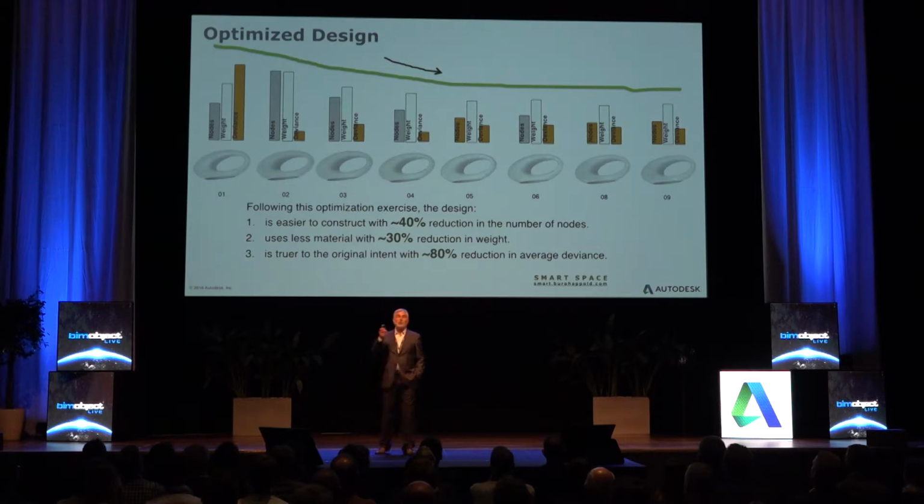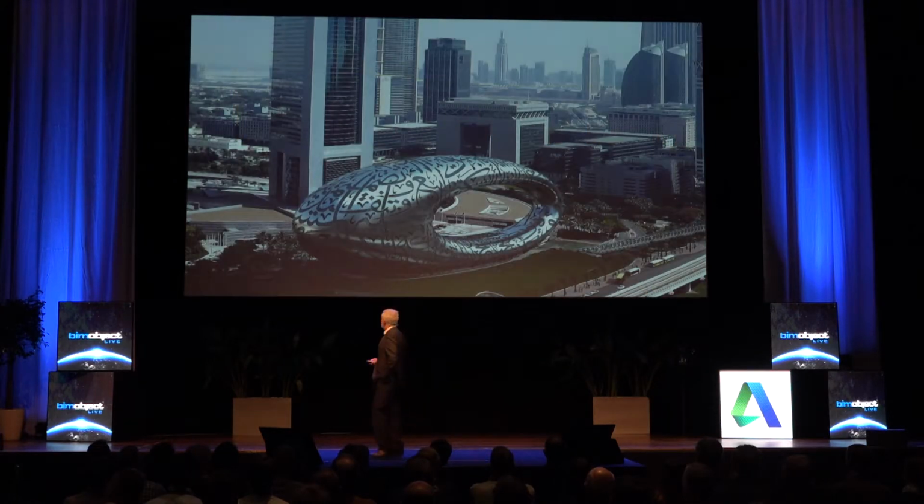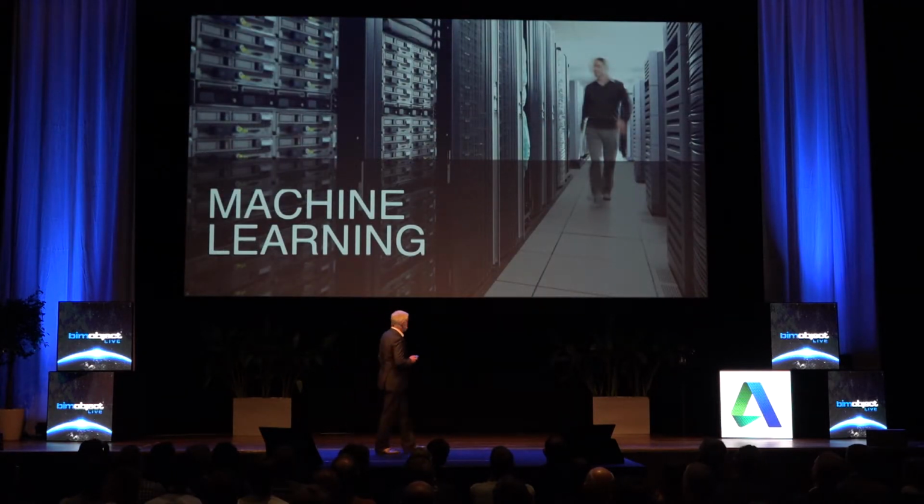They were able to reduce the weight of material by 30% and get very, very close to the original design deviation reduction by 80%. And the result is really amazing. Now let's look to machine learning.